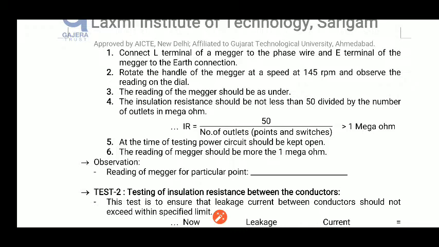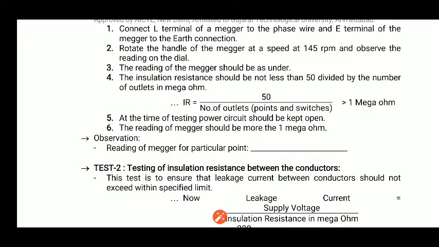Connect the L terminal of the megger to the phase wire and the E terminal of the megger to the earth connections. Second, rotate the handle of the megger at a speed of 145 rpm and observe the readings on the dial. The readings of the megger should be as under. The insulation resistance should be not less than 50 divided by the number of the outlets, in megohms. At the time of the testing, the power circuit should be kept open. And the reading of the megger should be more than 1 megohm.